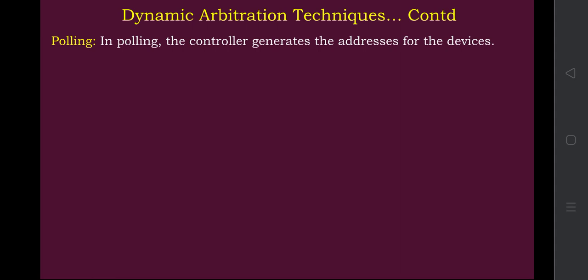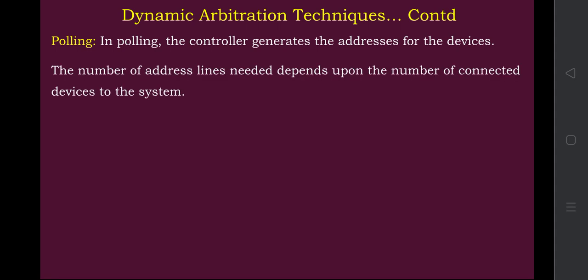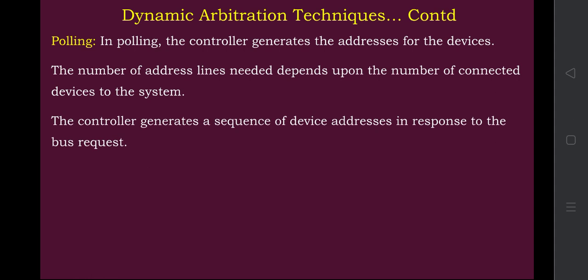In polling, the controller generates the addresses for the devices. That means the polling technique has some logic which generates the addresses for the devices. And the number of address lines needed depends upon the number of devices connected to the system. For example, if there are 2 devices connected, it will be 2 power 2, 4 address lines. So accordingly, the devices will be chosen for the control.